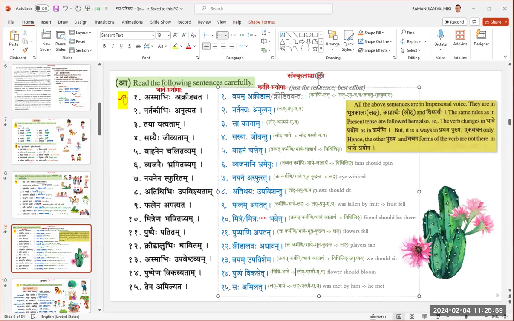Vikasyatam is Ktanta. Actually, here it is Vikasyatam, Vikasyatu. Actually, this is Lot. No, I was analyzing it wrong. Actually, it is Lot, right? Vikasyatam is Lot only. Okay, Mahodaya.